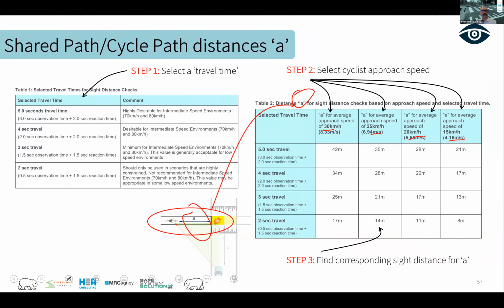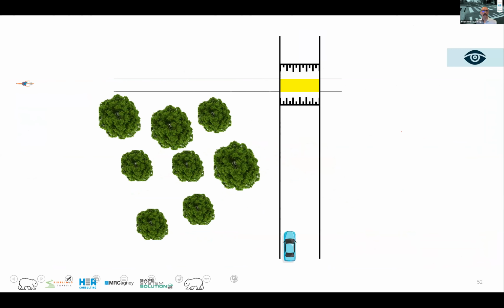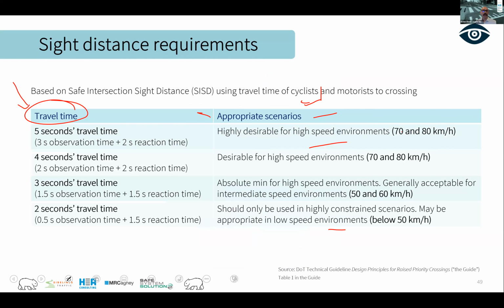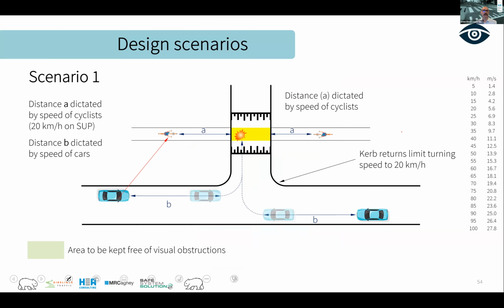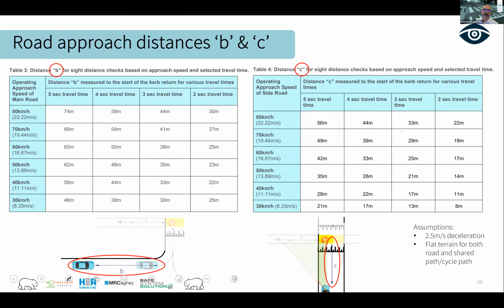They are directly from the Victorian government's document. Oh my gosh, I'm going to go way back. This one: Design principles for raised priority crossings, which is in the learning management system. Those are like tables, but you can work them out yourself because they're safe intersection sight distance calculations. It's just making your life easier that there's a lookup table, but SISD calculations will come up with the same results.